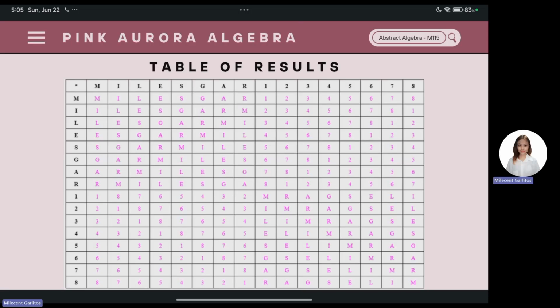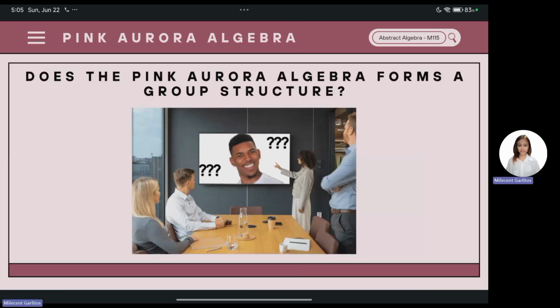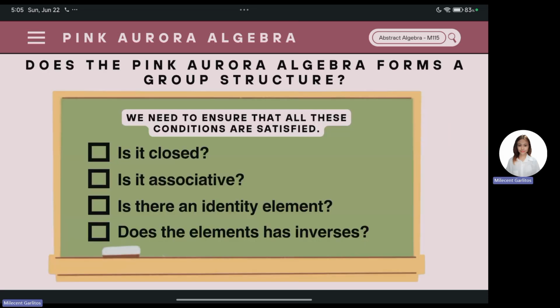Table of results for the Pink Aurora algebra. Thus, the Pink Aurora algebra forms a group structure. The proof of that is exactly what we are going to unfold later on. So, we need to ensure that all these conditions are satisfied under Pink Aurora algebra to prove that it is indeed a group, or that it forms a group structure.